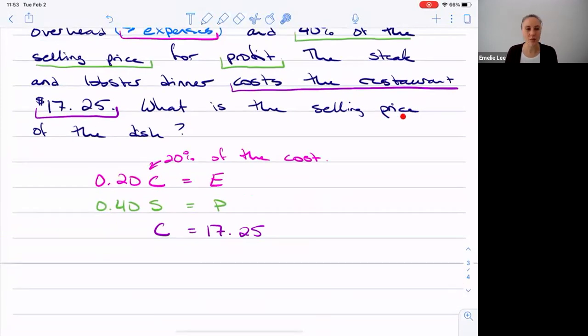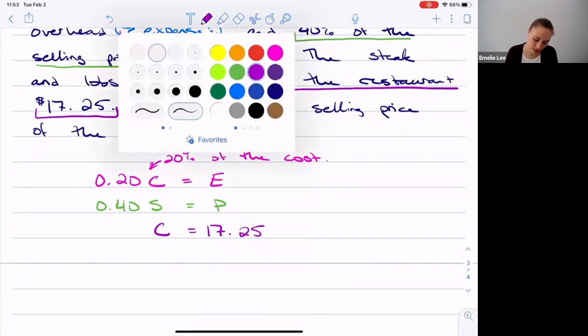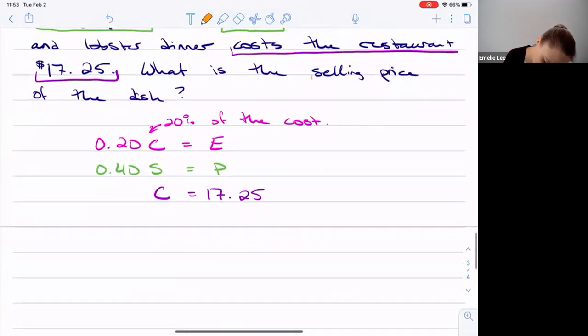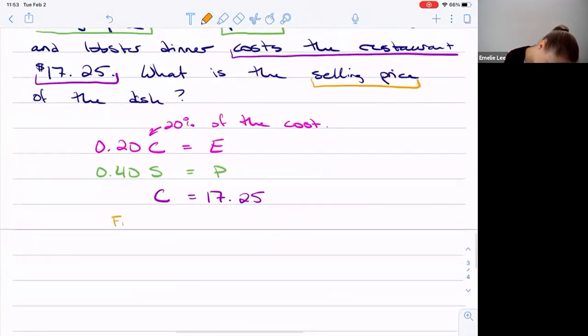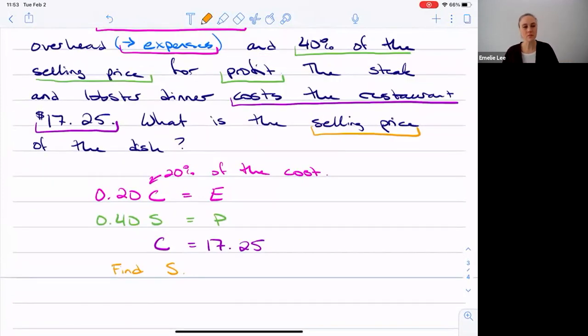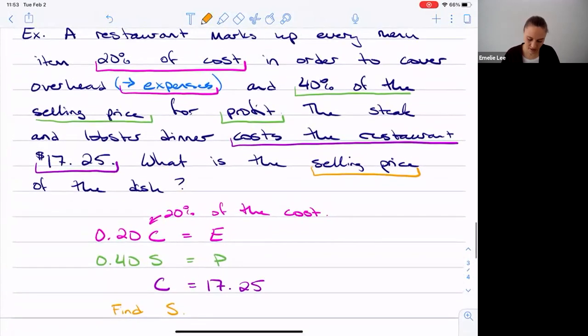What is the selling price of the dish? Okay, so we want to find S. Okay. So of course, reading a question like this and breaking it down to these components is difficult. I'm not going to say that that's easy or anything, but once you've had enough practice, right, then it'll go a little bit quicker, a little bit smoother.